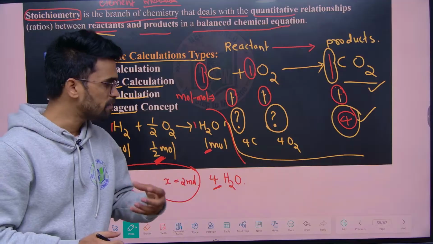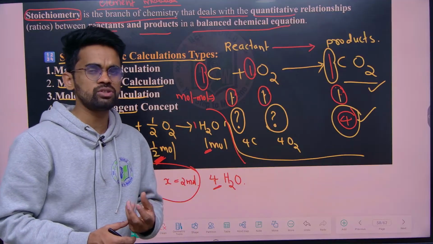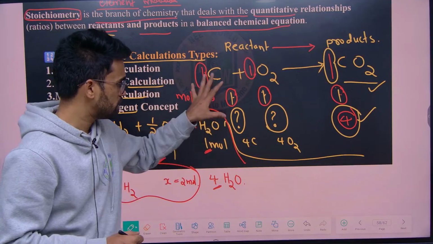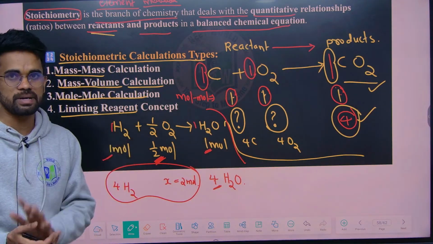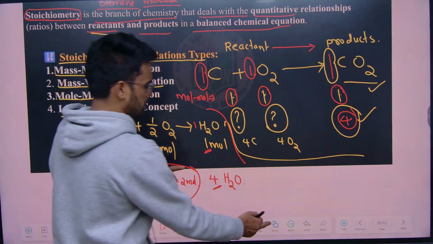Now I will take you a little more deeper also, but as of now this is enough. I will make it more clear with other examples. So I hope the mole relation concept is understood. Okay, one last discussion here.